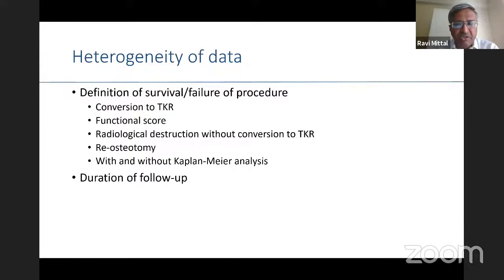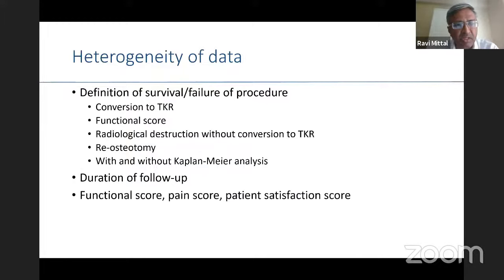People have different durations of follow-up, ranging between 5 and 20 years. That's a big variation. People have used different functional scores, pain scores, and pain satisfaction scores in their studies. Somebody has used a functional score alone, some people have used 2 of the 3 scores, and some have used all 3. So it is very difficult to match different studies and have a good meta-analysis. And obviously there is a difference in the surgical techniques of different surgeons.